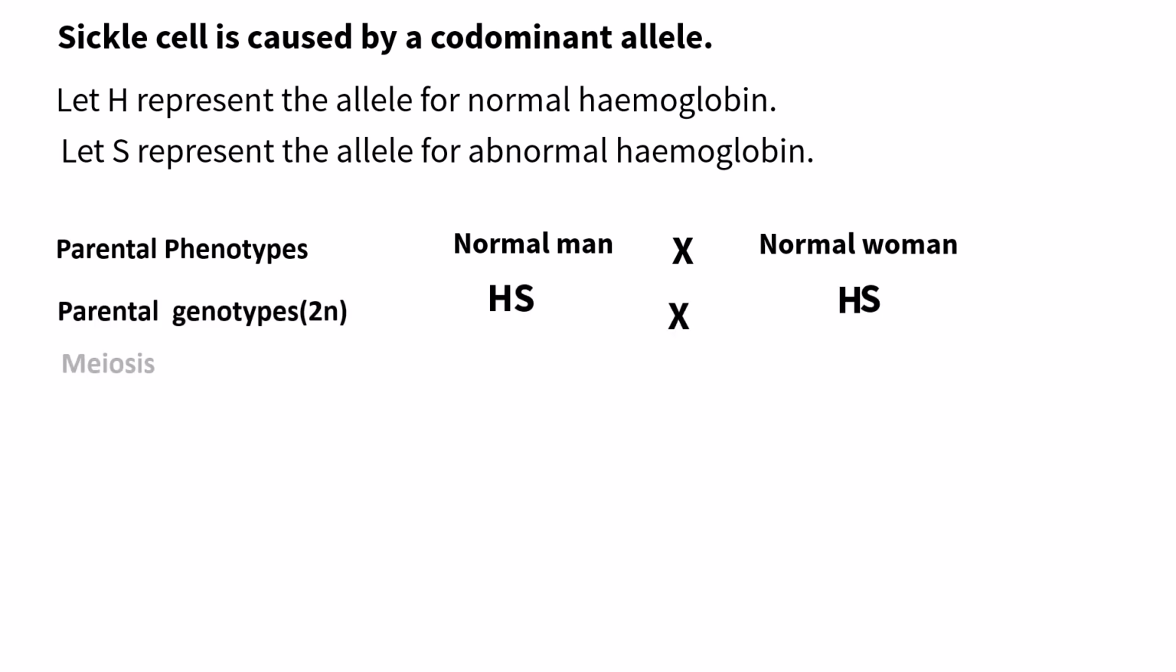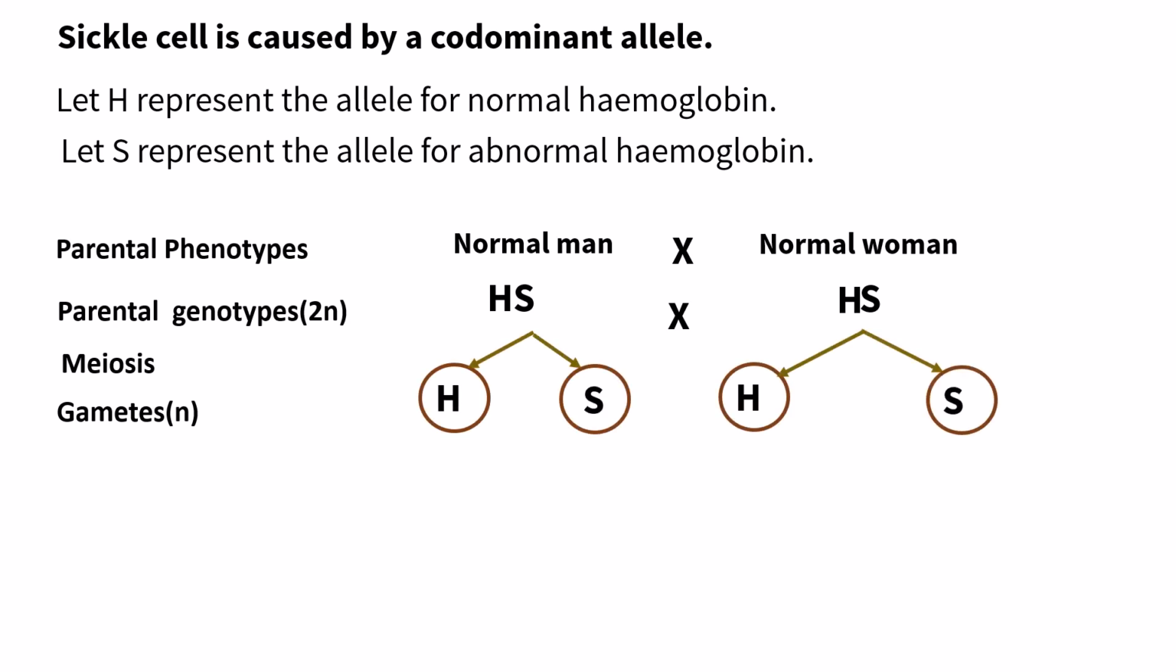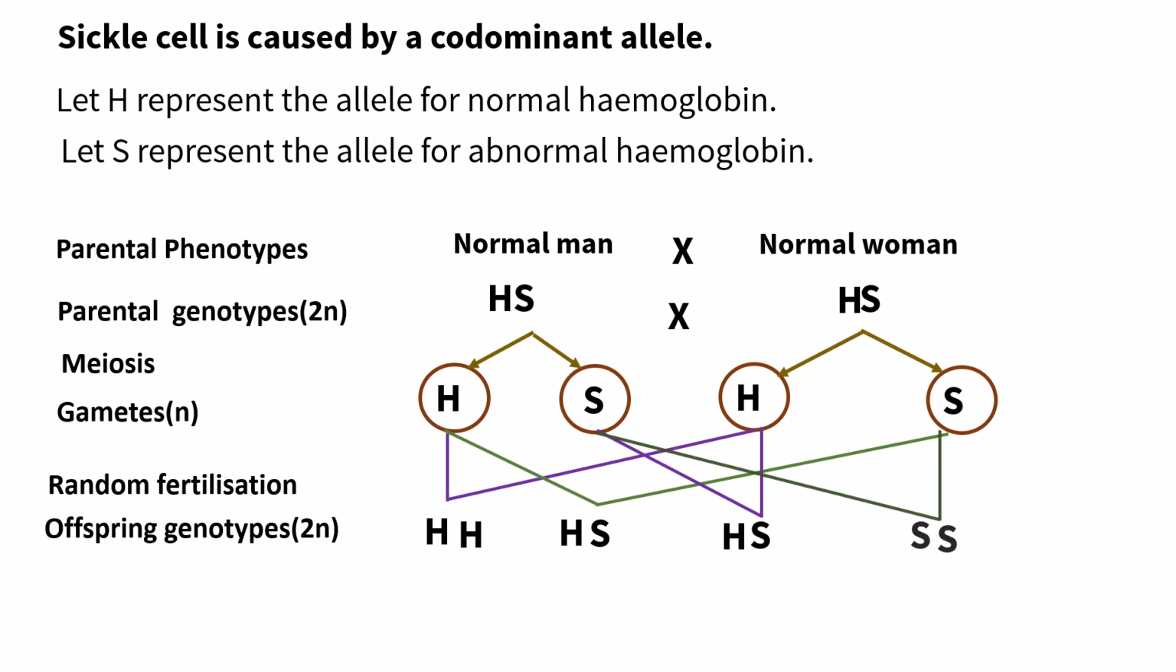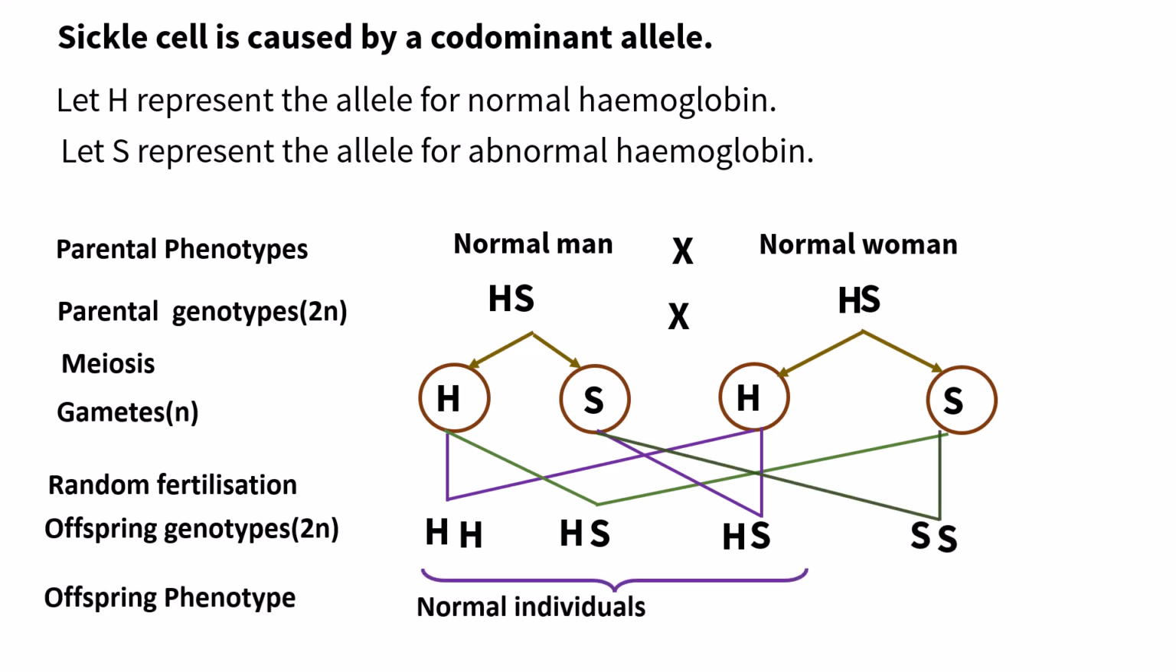A carrier is heterozygous. Meiosis leads to the formation of gametes. Alleles separate to form gametes. This is followed by random fertilization to form the offspring genotype. Such a combination is formed. The first, double capital H, is normal. The second two are carriers, the last one is a sickler. Offspring phenotypes: the first three are all normal. The last one is a sickler. Watch my video on sickle cell management.